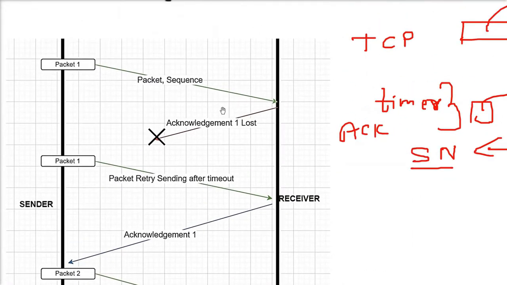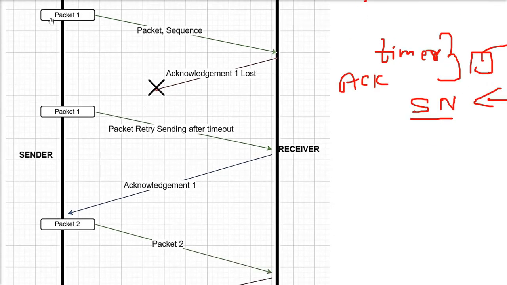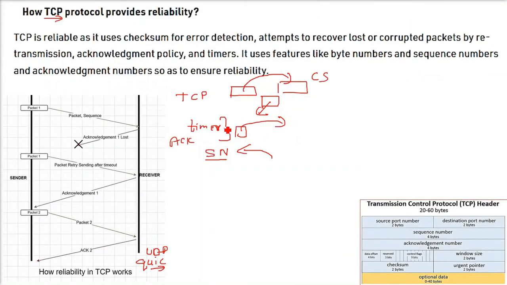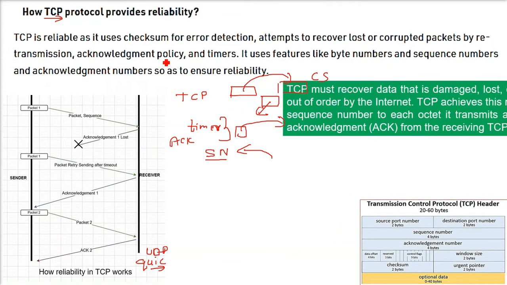So if packet 1 is sent, and the acknowledgement is lost, it is assumed that packet 1 was not received because the acknowledgement is lost. So after some time, a timer expires, and packet 1 will be sent again until you get the acknowledgement back. Then only packet 2 will be sent and then you will get the acknowledgement. Assume that acknowledgement 2 you are not getting, you will again retransmit packet 2.